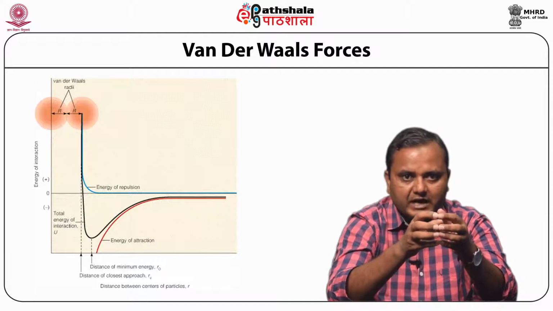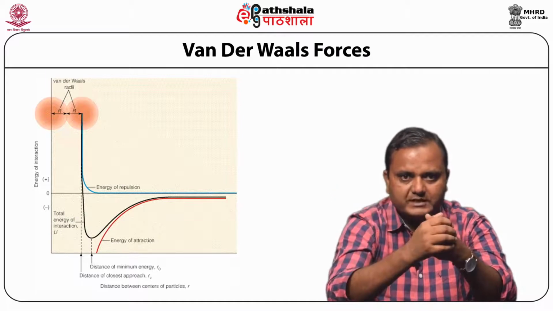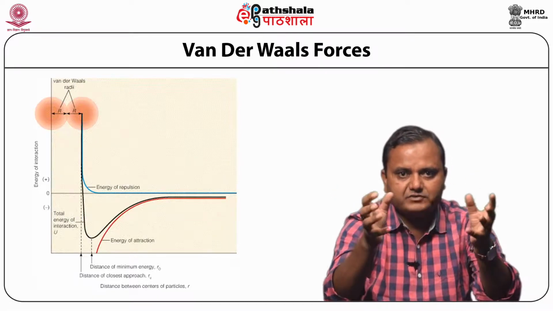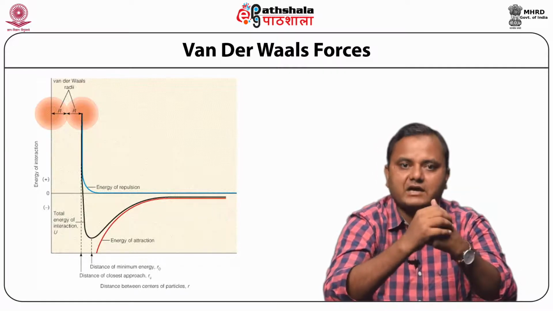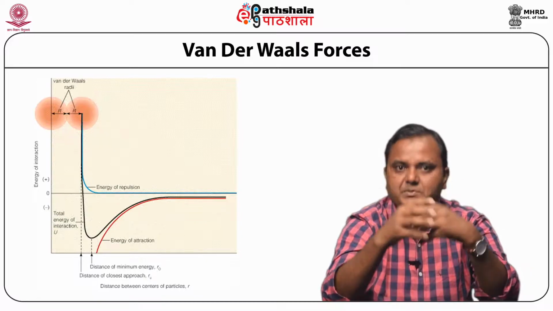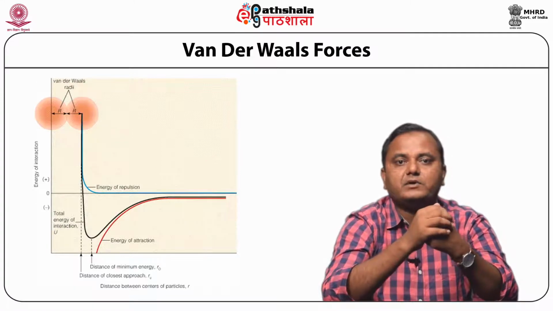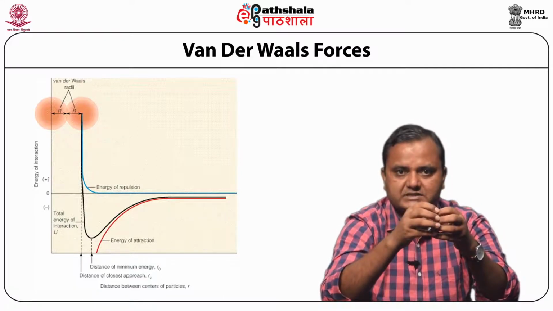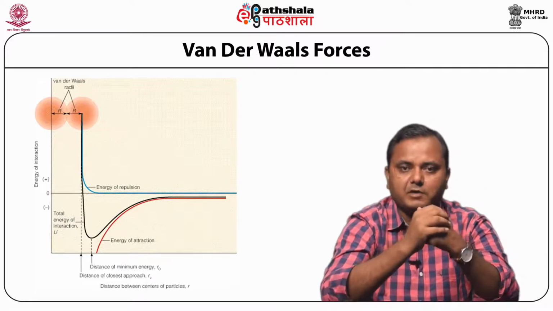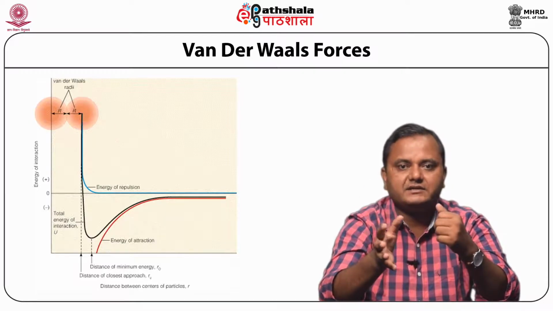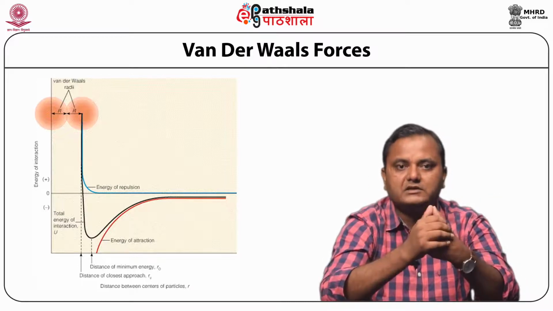If r naught is the sum of the van der Waals radii of the two atoms, van der Waals forces are attractive if r is more than r naught and repulsive if r is less than r naught. So it is a distance-dependent force. This is a weak interaction, and temporary dipoles constitute the van der Waals forces. The surface area of the molecule determines the strength of van der Waals interactions between molecules. The larger the surface area, the larger the attractive forces between the two molecules, and the stronger the intermolecular forces.